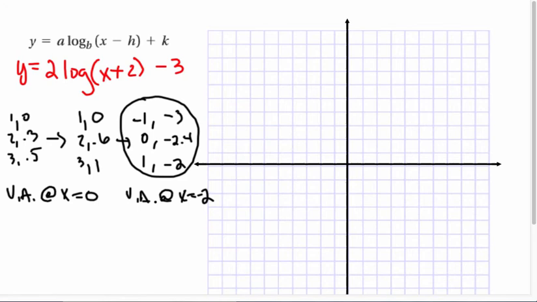So, in case you're wondering where my vertical asymptote is going to be, the first thing I'm going to do is draw my vertical asymptote. It's going to help me make sure that I get my graph correct. Then I'm going to draw negative 1, negative 3. So negative 1, 2, 3. 0, negative 2.4. And 1, negative 2. So this is going to follow along this asymptote, and it's going to shoot off this way.